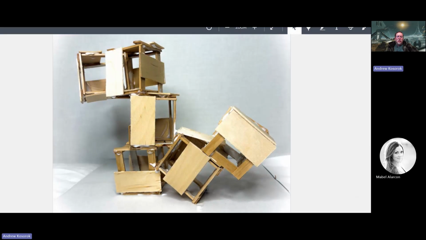All right. Okay, there we go. Okay. I'm just setting up the next image.